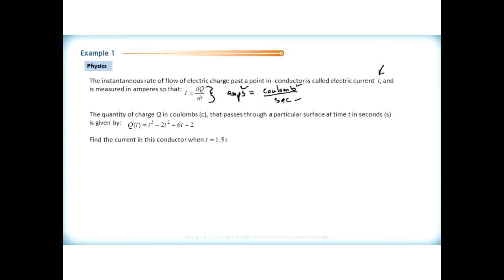So the quantity of charge in coulombs that passes through a particular surface is given by this function. So here, what we've done is we've been able to model a particular situation. We don't need to know much about that situation other than we have a function that tells us how much charge we have flowing through a conductor at any given time. So we have to find the current in this conductor when time equals 1.5 seconds. So how fast is it flowing?